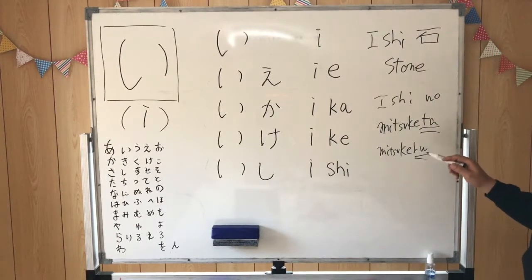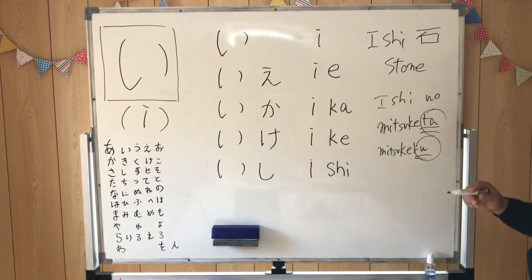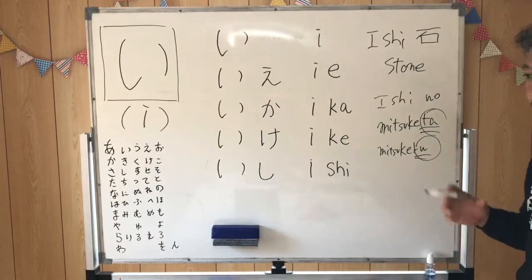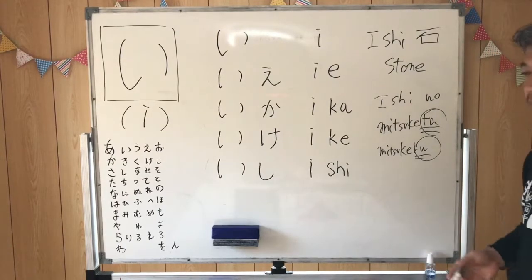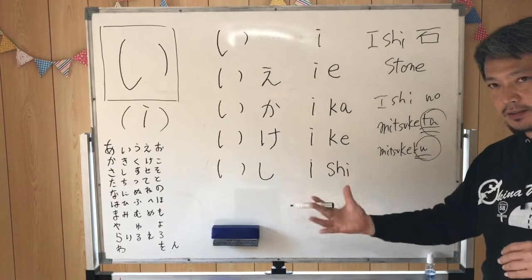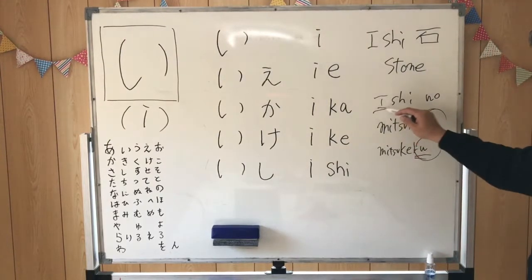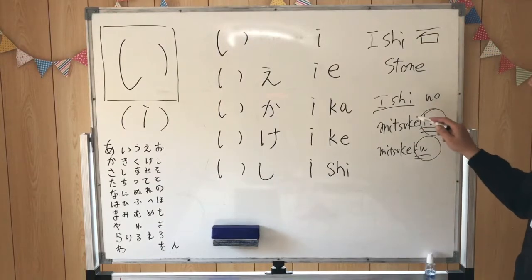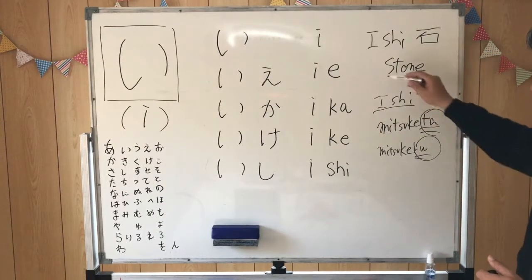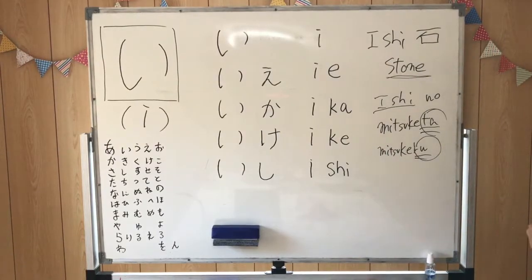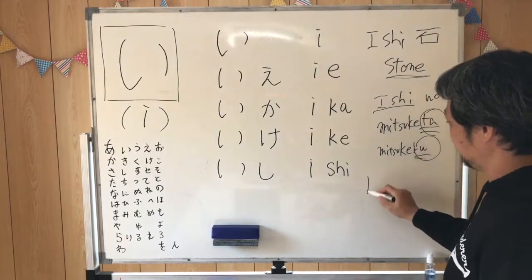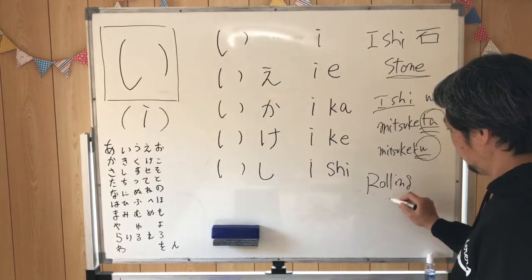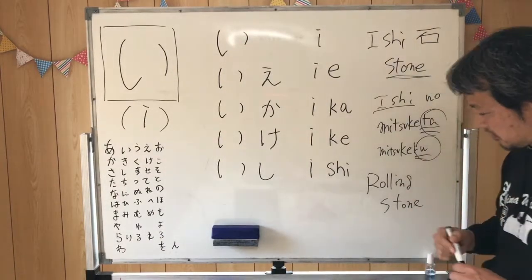That's a verb ending in ru. So, English is the same, right? Find, found. Japanese too. Mitsukeru, mitsuketa. In the present, right now, and in the past. So, ishi. Ne, ishi. Stone. Rolling stone is korogaru ishi. Ne, rolling stone. Rolling stone, korogaru.